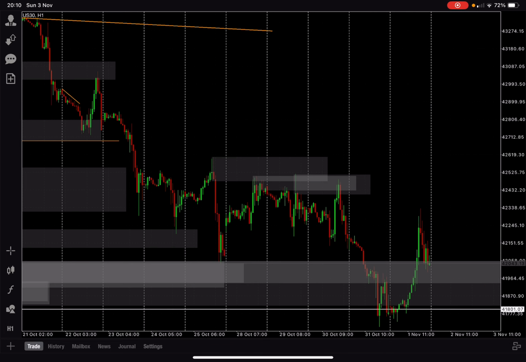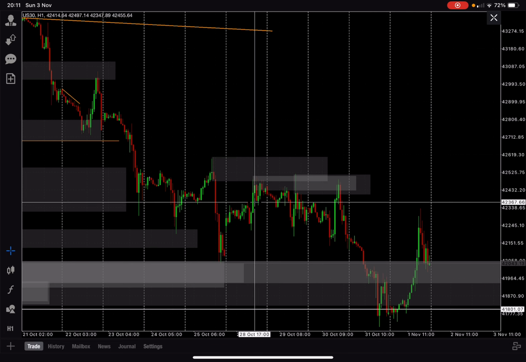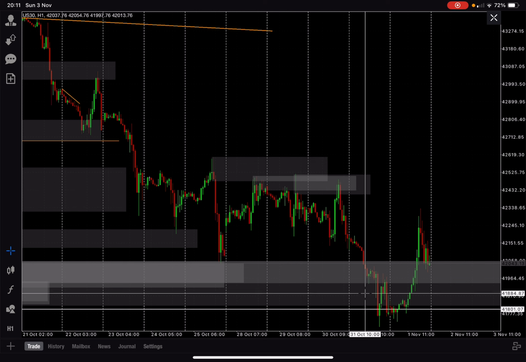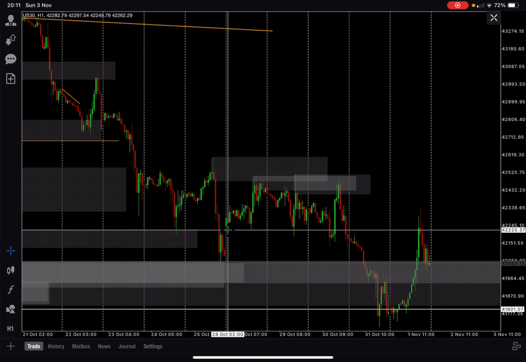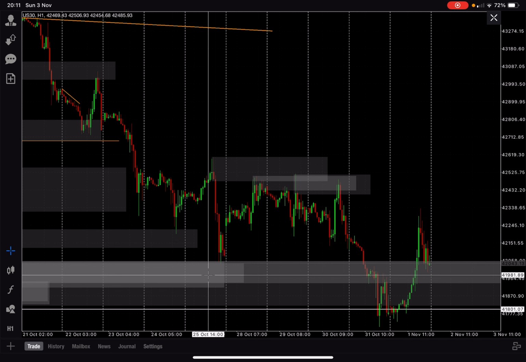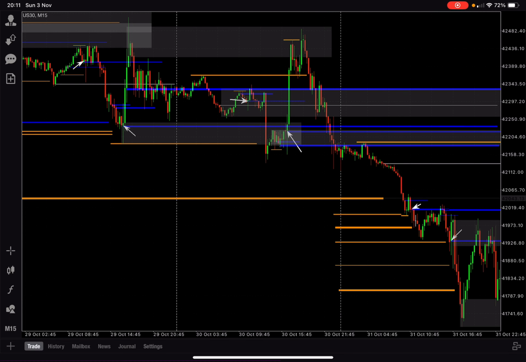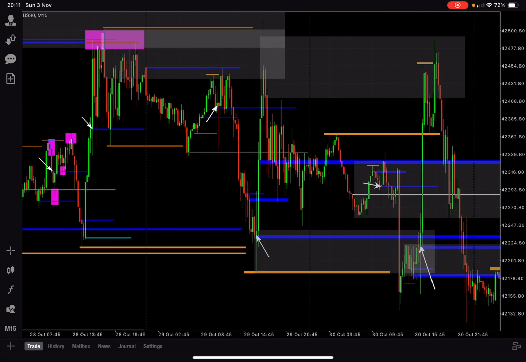So this is the higher time frame. What we were looking for is you've got the consolidation there, building up bearish pressure. So he's looking for a continuation down to close this gap and retest this grey area here. Now we go to the small time frame and we focus on the 30th, which is here.